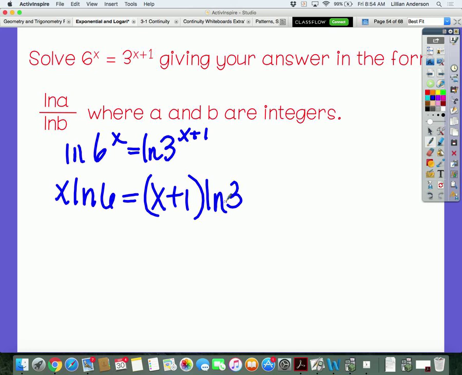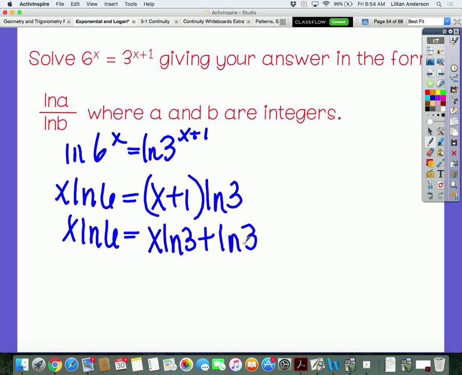Now why would I put parentheses around x plus 1? We brought down the whole thing. And so it's not just x plus 1 and then only 1 is being multiplied by the ln of 3. It's x plus 1. That whole thing is being multiplied by the ln of 3. So what do you think you need to do on the right side? Distribute. So we're going to have x ln of 6, then x ln of 3 plus 1 times the ln of 3, which is just ln of 3.